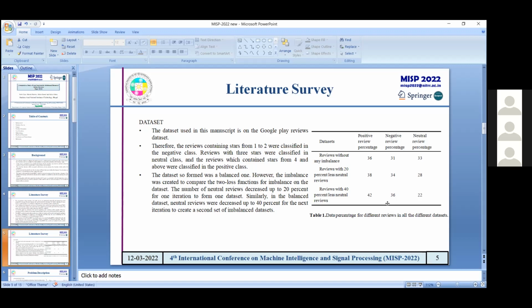However, the imbalance was created to compare the two loss functions on the imbalanced dataset. The number of neutral reviews was decreased by 20% in one iteration to form one dataset. In the next iteration, the neutral reviews were decreased by 40% to create a second imbalanced dataset. As you can see, the data percentage for the different reviews in all the different datasets is in Table 1.